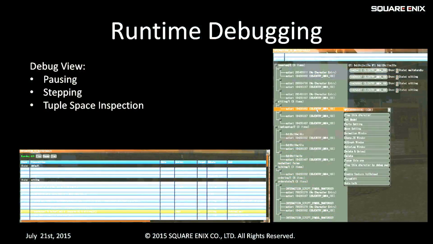And this is how our UI in the game looks for that. We can look at the rules, we can pause a script, we can inspect a script, we can step through it, we can look at the tuple space and so on. So pretty much the normal stuff.